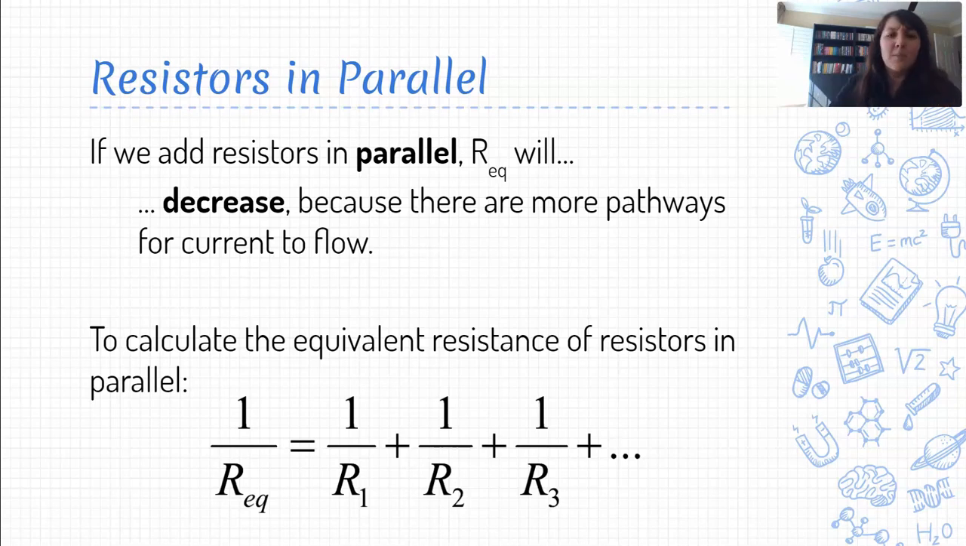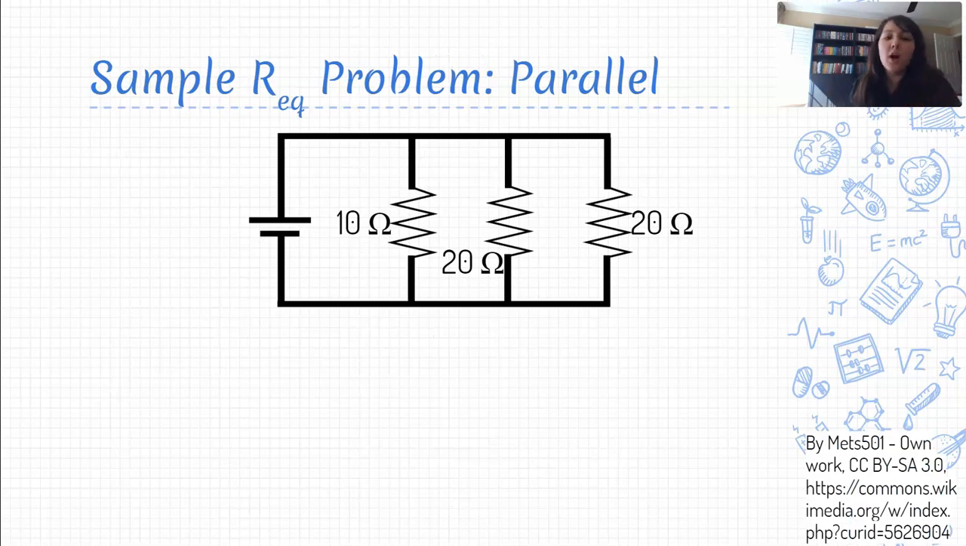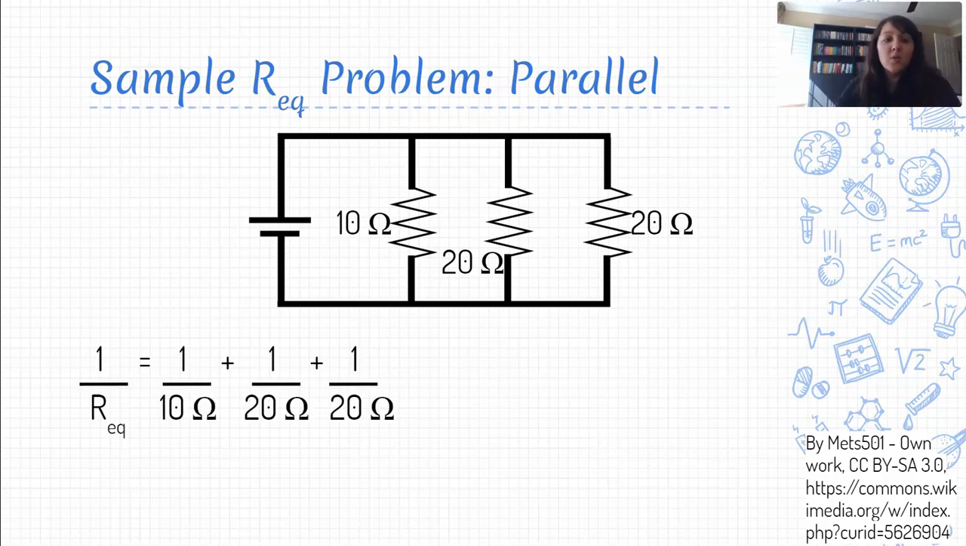Let's try out a quick example of that. So here I've got 3 resistors that are all connected in parallel, the same 10 ohm, 20 ohm, and 20 ohm resistors that we had in the previous practice problem. If I want to calculate the equivalent resistance of this circuit, now I have to use my parallel equivalent resistance formula, which says that 1 over the overall equivalent resistance of this circuit is going to be equal to 1 over 10 ohms plus 1 over 20 ohms plus 1 over 20 ohms. So, for each of my different resistors.